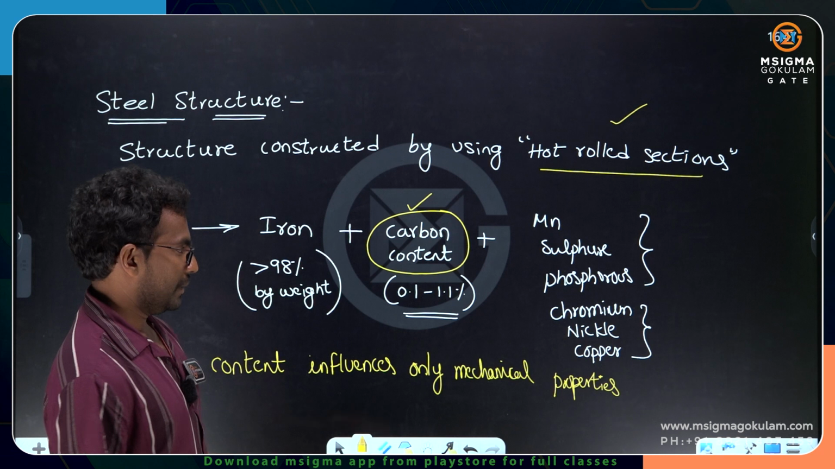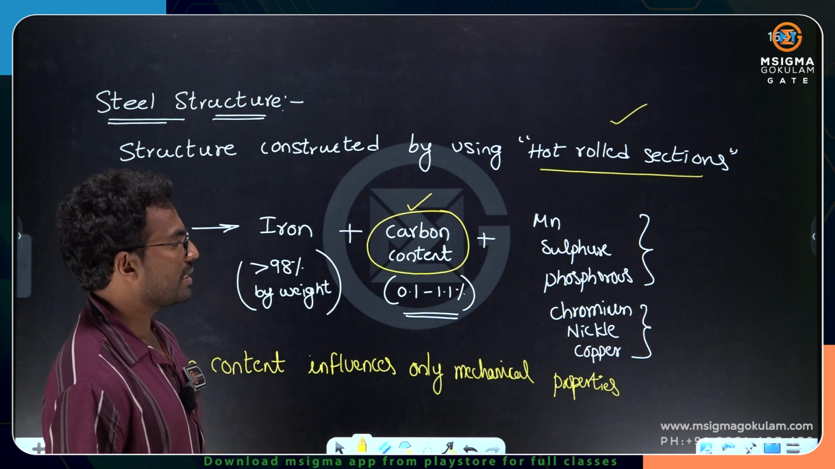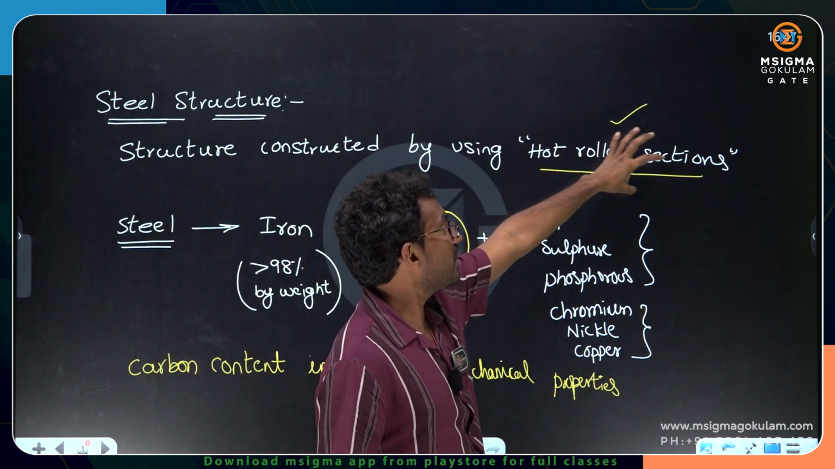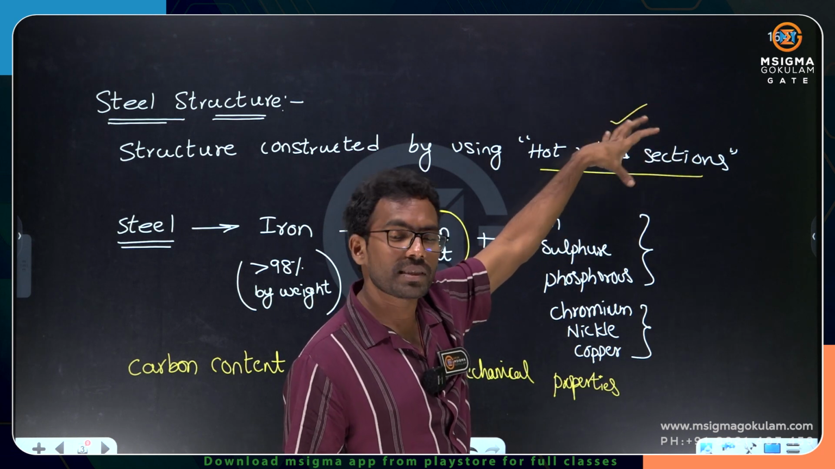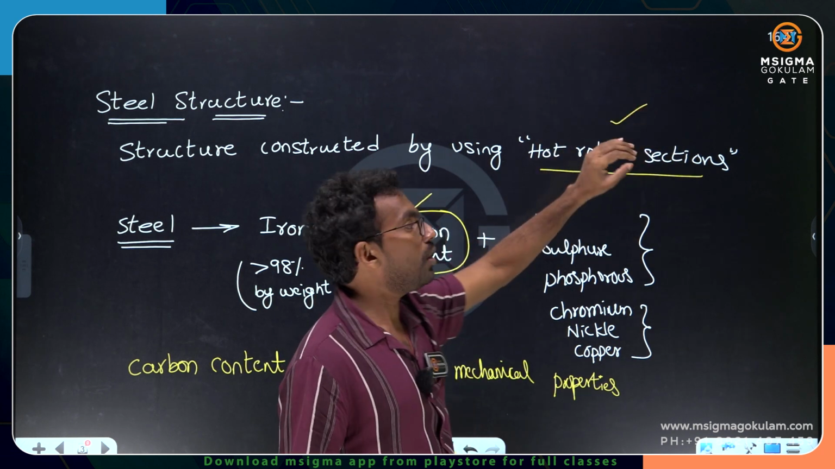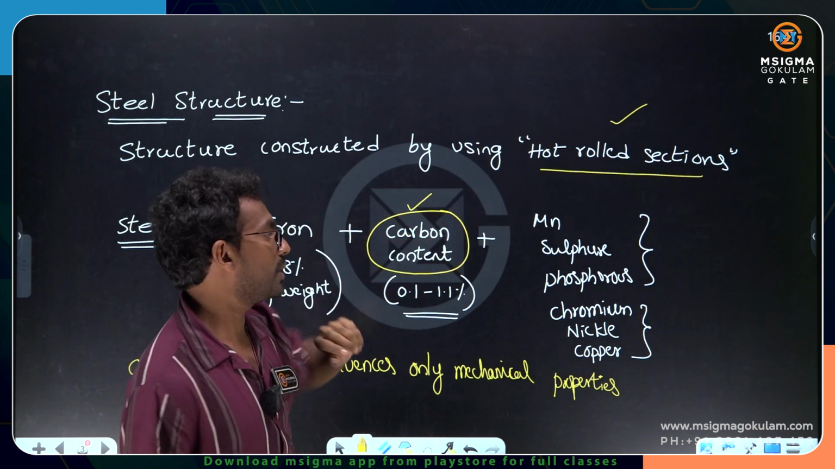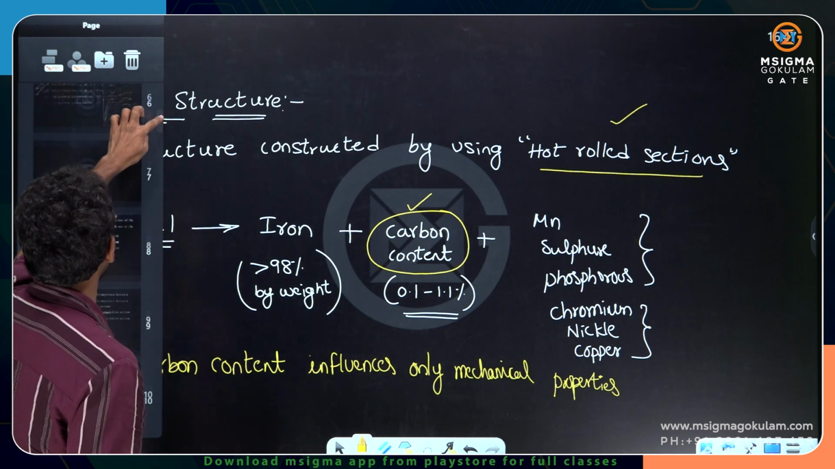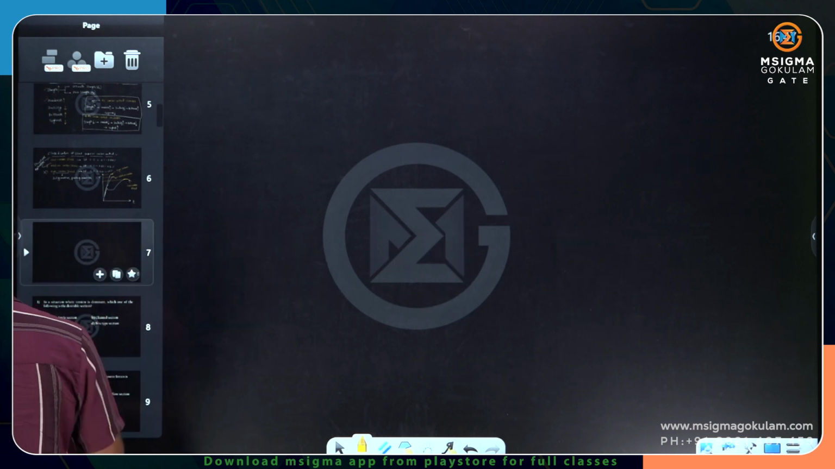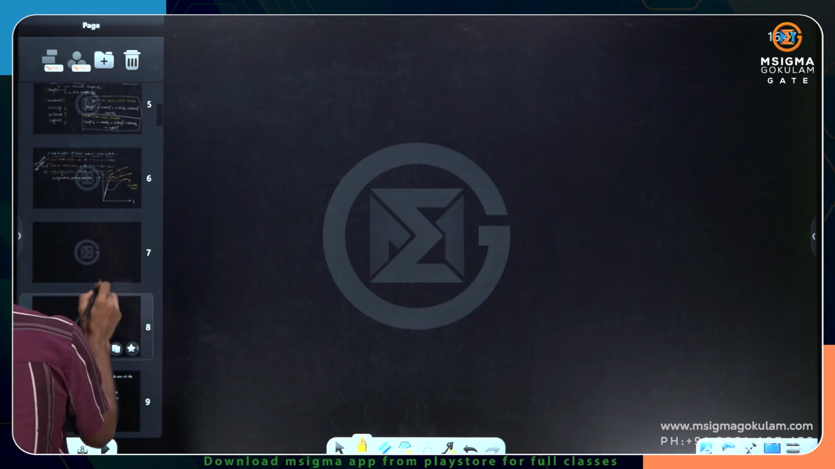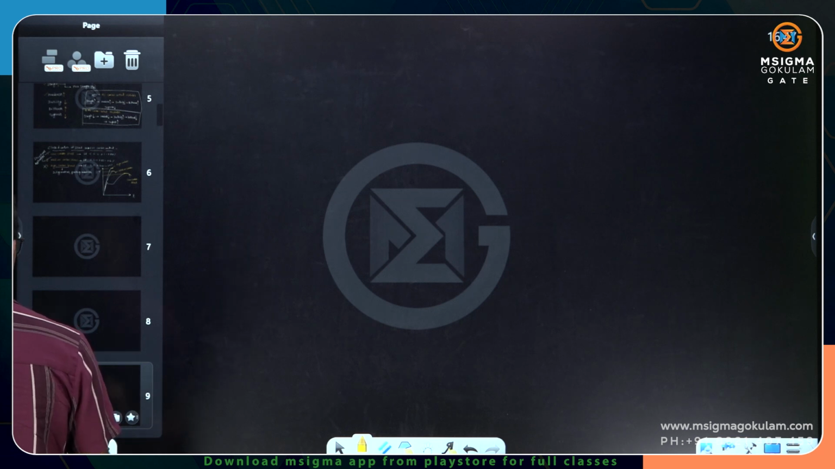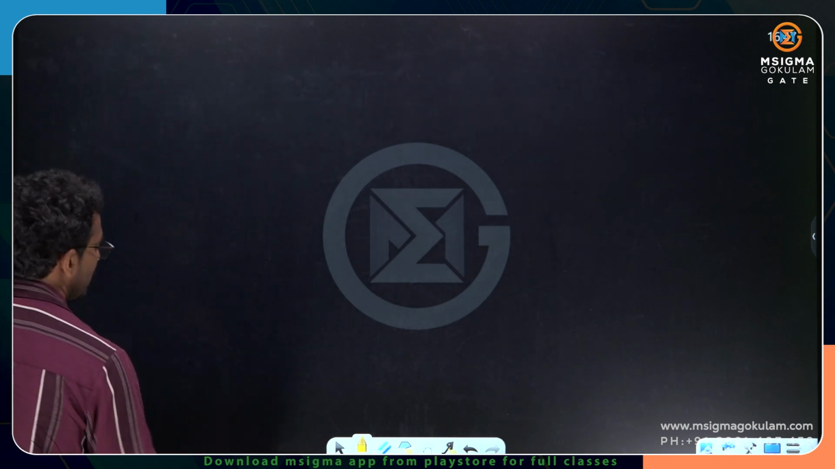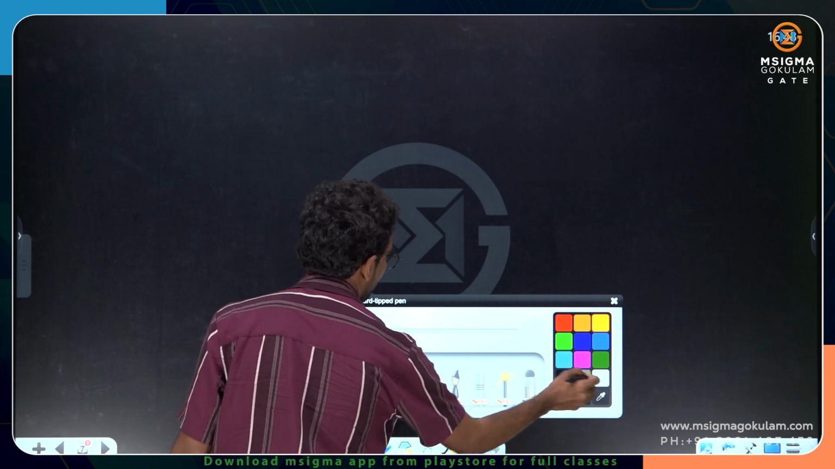Now let me define what hot rolled steel sections are. All steel structures which are constructed by making use of only hot rolled steel sections are called steel structures. Now what are hot rolled steel sections? Let us look at that once again. What are these hot rolled steel sections? What are the advantages of these hot rolled sections? Let us talk about what it is, and what the advantages of steel structures are when compared to RCC material. Let us also discuss that here.